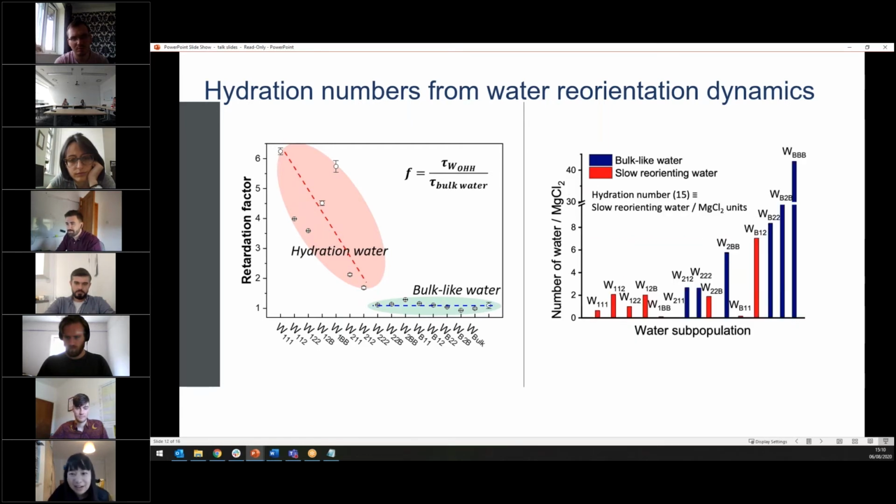The right figure now shows the distribution of water molecules in the water subpopulations. We think the blue one is bulk-like water, and the red one is slow-reorienting water in the subpopulation. The summary of this is 15. So we see that the hydration number H at this concentration, 0.6 molal, is 15.